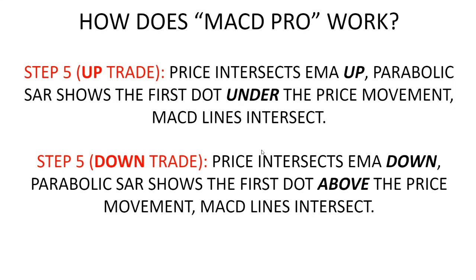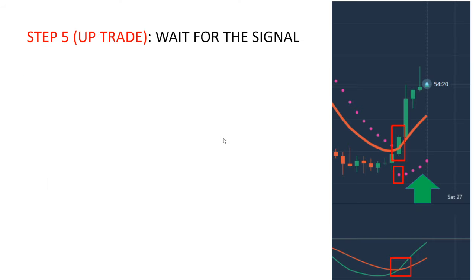So we choose the EMA, which is the exponential moving average. We choose the parabolic, and we also choose the MACD. How does MACD Pro work? Step 5, to enter an uptrade, so for price increase, the price intersects the moving average, the EMA, up. Parabolic SAR shows the first dot under the price movement, and the MACD lines intersect, like I showed you in a previous slide. On a down trade, the price intersects the EMA, the moving average, down. Parabolic SAR shows the first dot above the price movement, and the MACD lines also intersect.